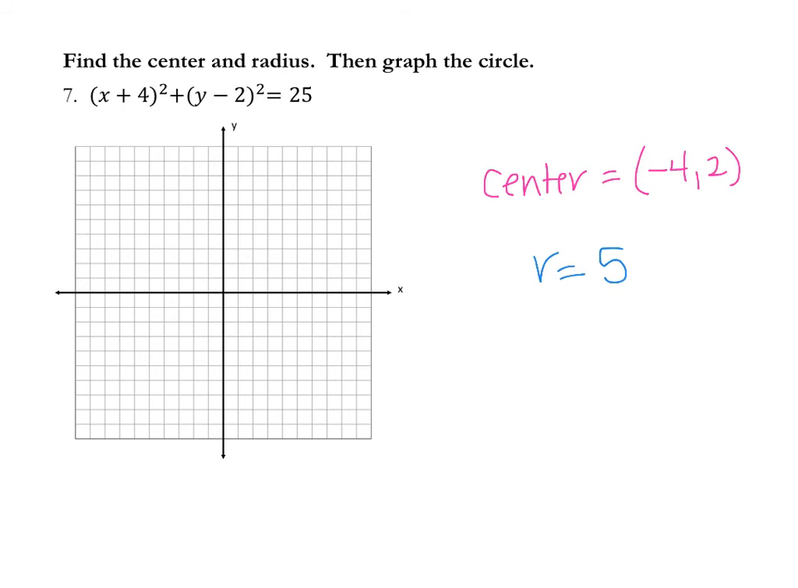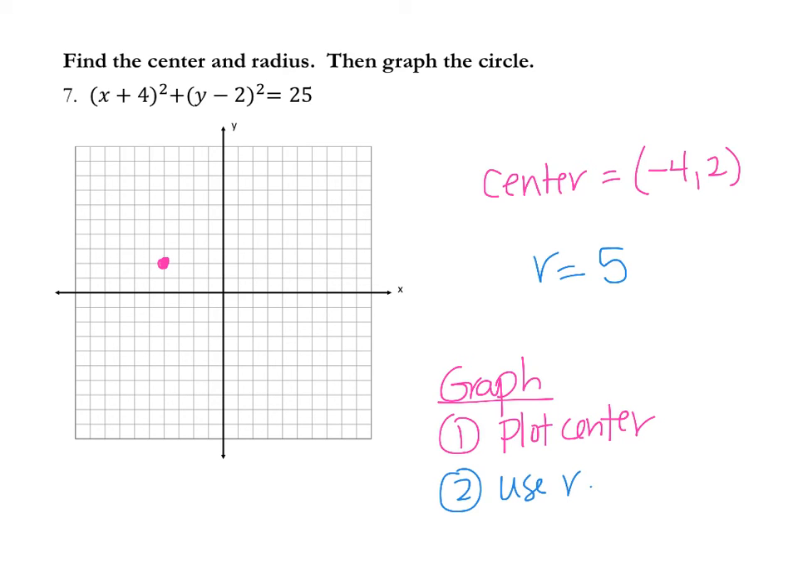You always graph the center first. So when you're graphing, first step is to plot the center. So we're going to go over negative 4, up 2. Make sure you're doing that in the correct direction, over first, up or down second. And then step 2 for graphing is going to be to use the radius to move. We're going to move 4 different directions. We're going to go up, down, left, and right from the center.